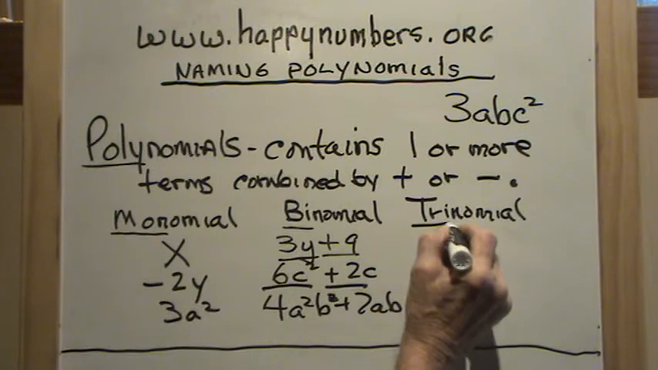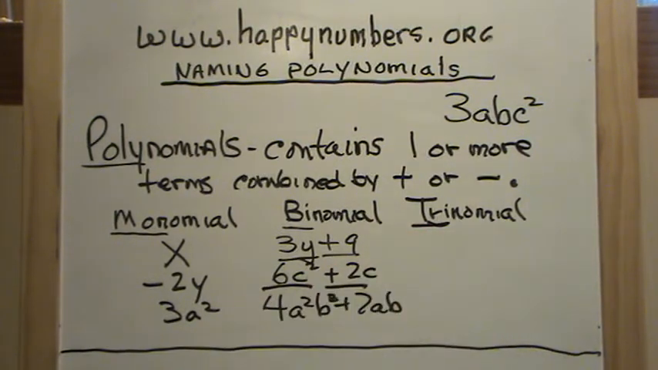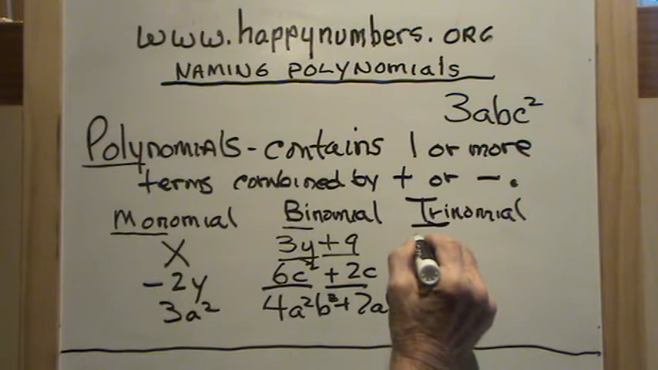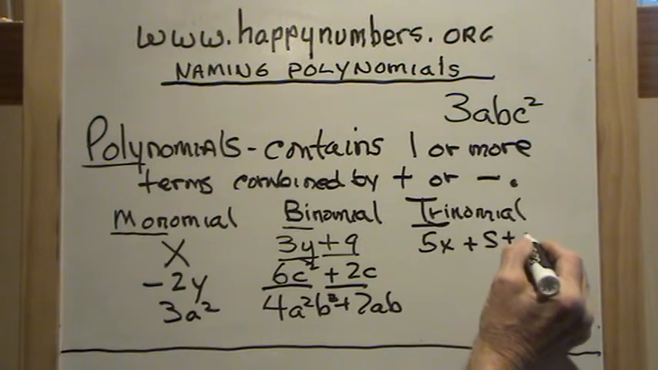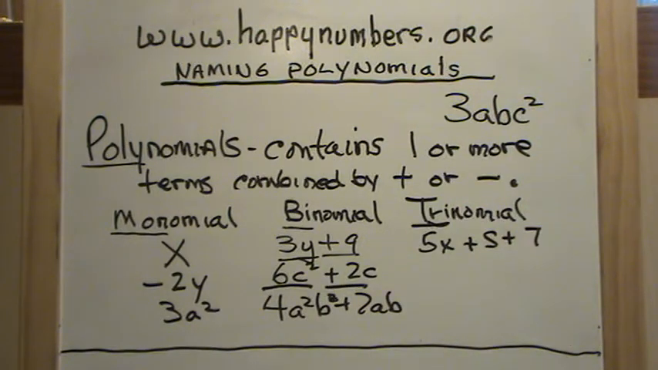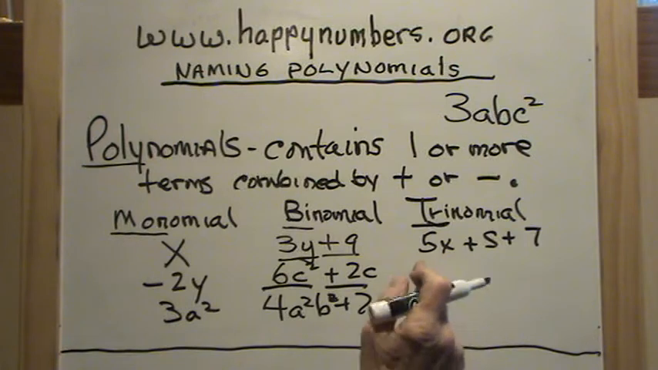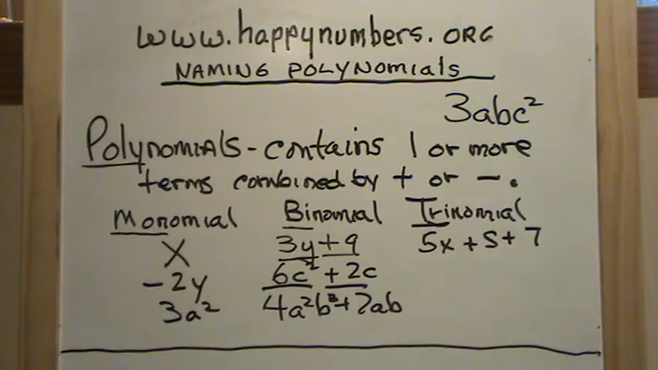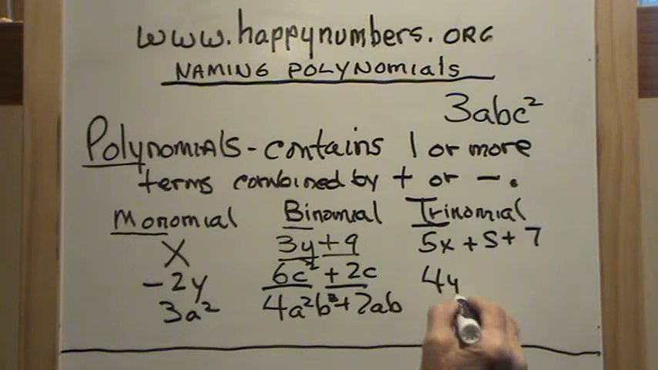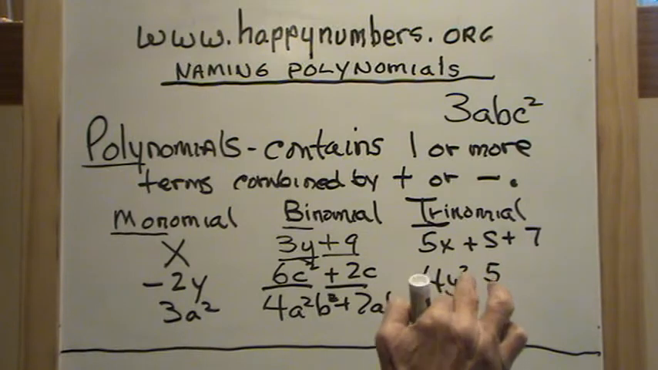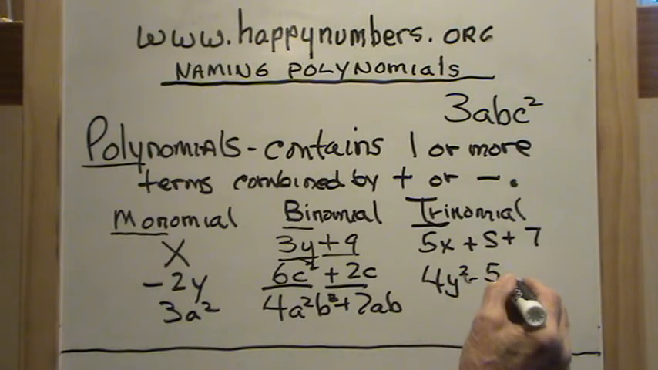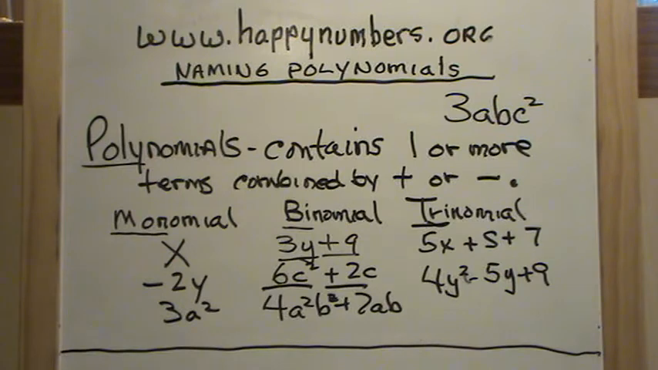Tri means three, and trinomials have three terms. So we could have, let's say, 5x plus s plus 7. Those are three different terms, so this expression is a trinomial. Here we have 4y squared minus 5y plus 9. This is a trinomial because it has 1, 2, 3 terms to it.